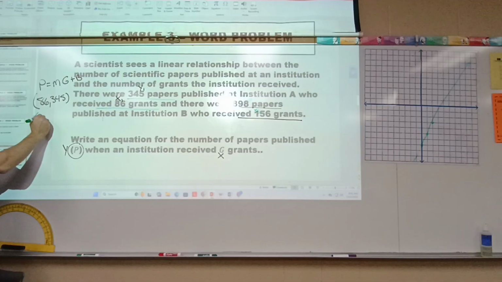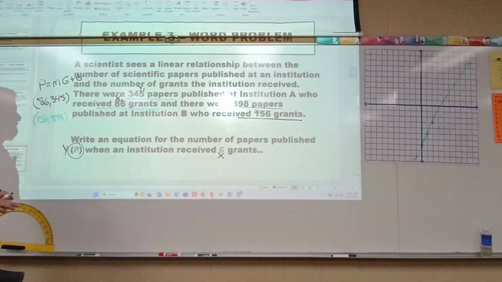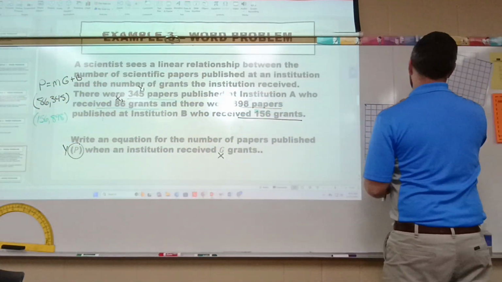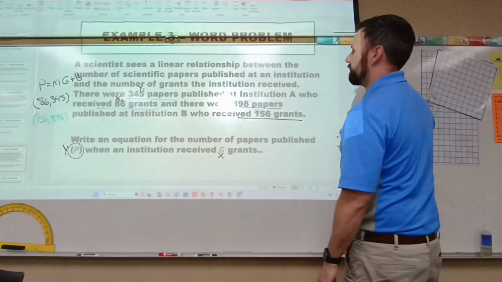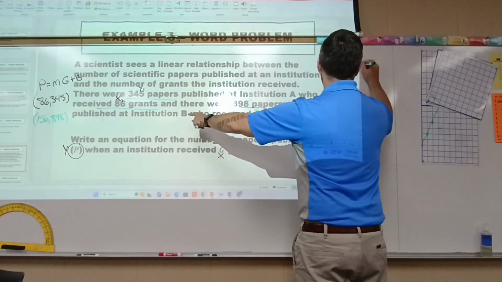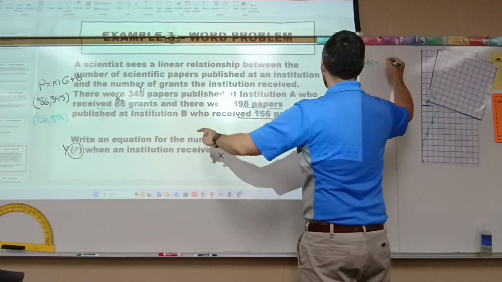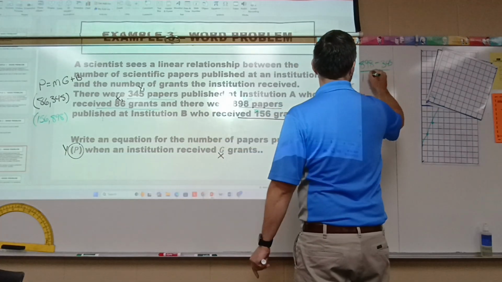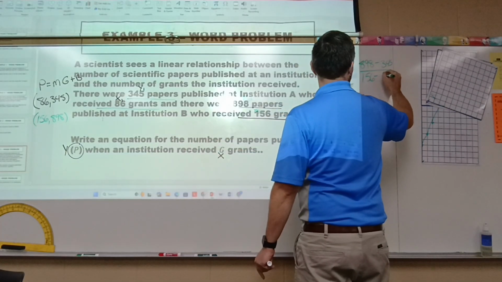So once I have 2 points, now I do this like I did the problems on Friday. I have 2 points. I need to find a slope. I need to find room to do this. All right. So to find slope, I'm going to do my change in y. So 898 minus 345 over 156 minus 86.